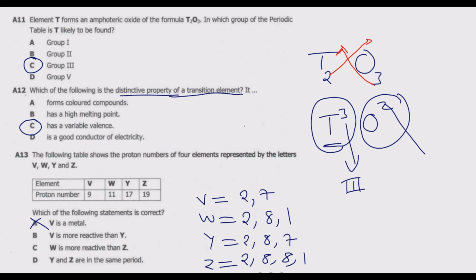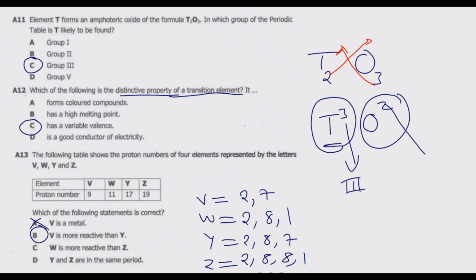V is more reactive than Y. If you look, V has got 2 shells. So if it has 2 shells, it's in period 2. Then Y is in period 3. So remember the activity of non-metals, and these are in group 7, the halogens, increases as you go upwards. So V is more reactive than Y. This is true.